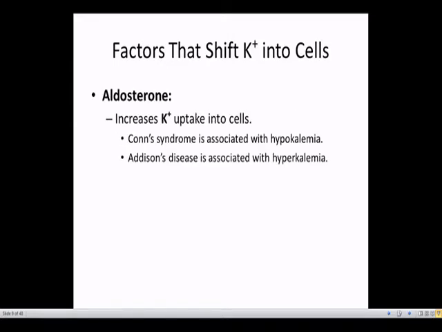Aldosterone increases potassium uptake into cells, and therefore Conn's syndrome is associated with hypokalemia, and Addison's disease, in which there is decreased secretion of aldosterone, is associated with hyperkalemia.